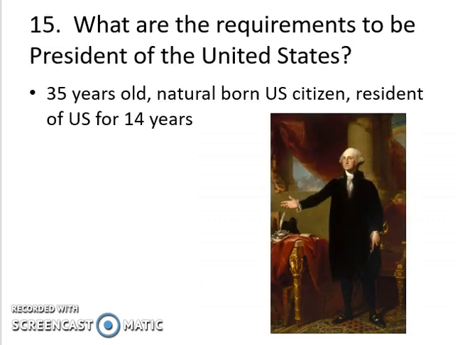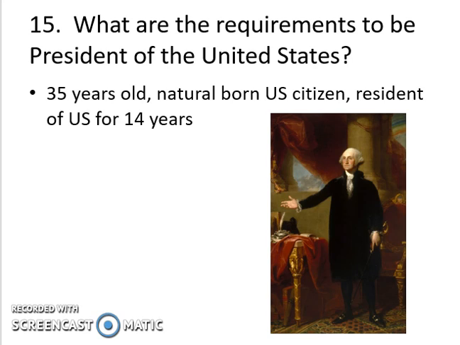So question 15, what are the requirements to be president of the United States? You have to be at least 35 years old. You have to be a natural-born U.S. citizen, and that means that you are either born to U.S. citizens or you were born on U.S. soil.